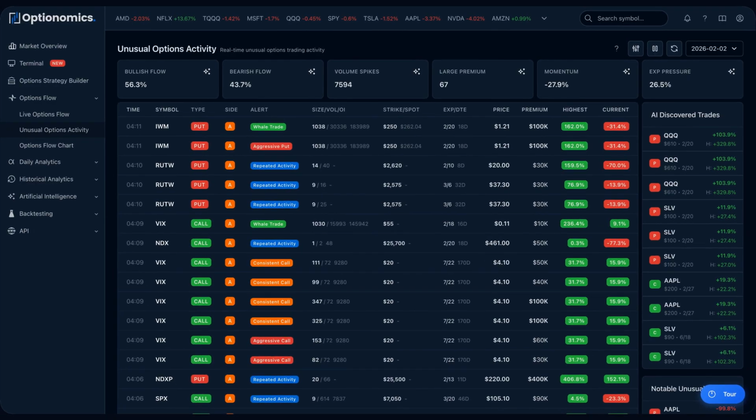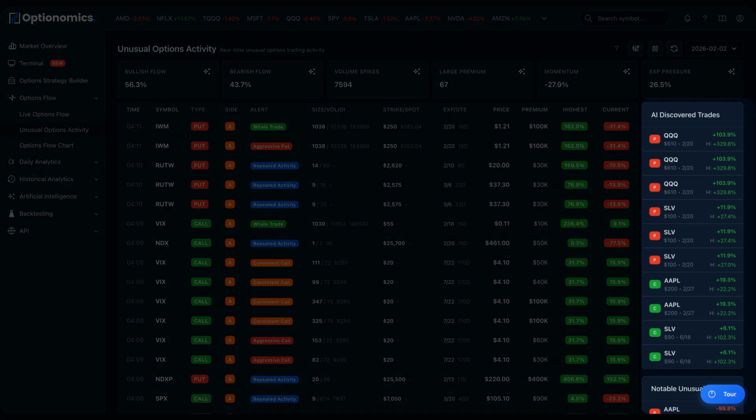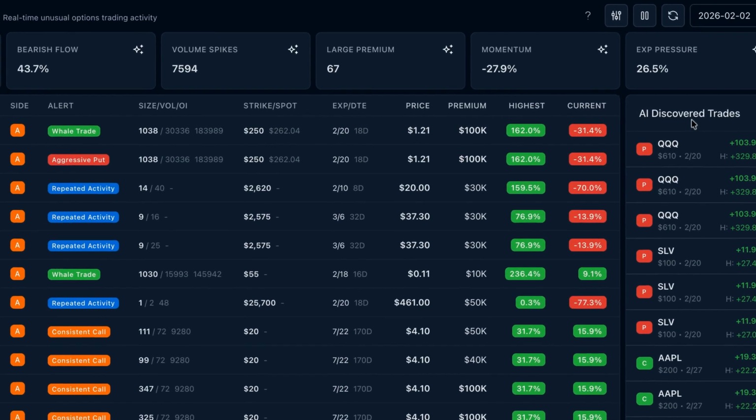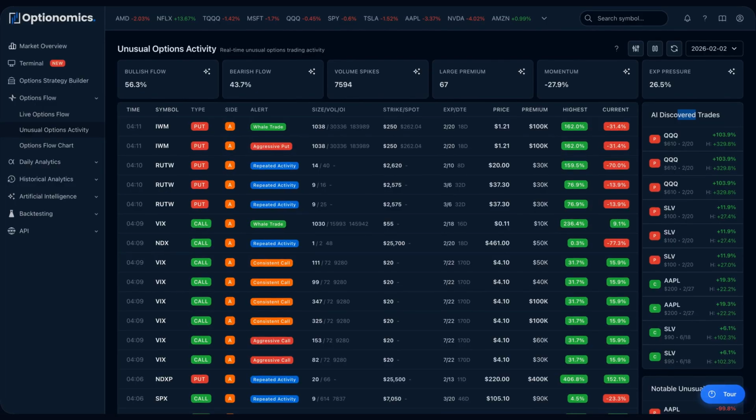When that's high, more volatility may be on the way. Next, over on the right, the AI Discover Trade feature highlights what stands out. This is powered by our advanced AI model. The AI learns what normal options activity looks like for every stock, and then flags trades that break the pattern. So you're not just seeing big trades or high volume, you're seeing what's statistically unusual for that specific ticker.